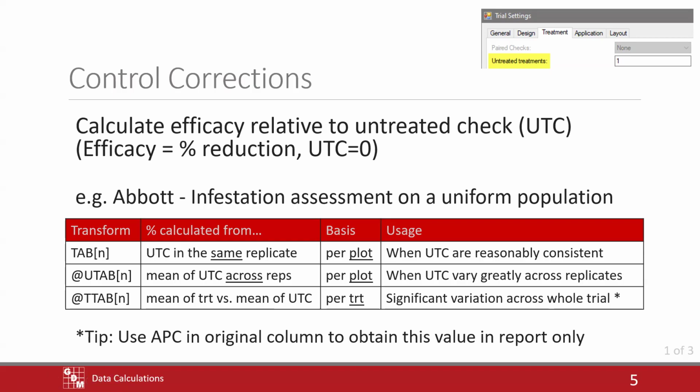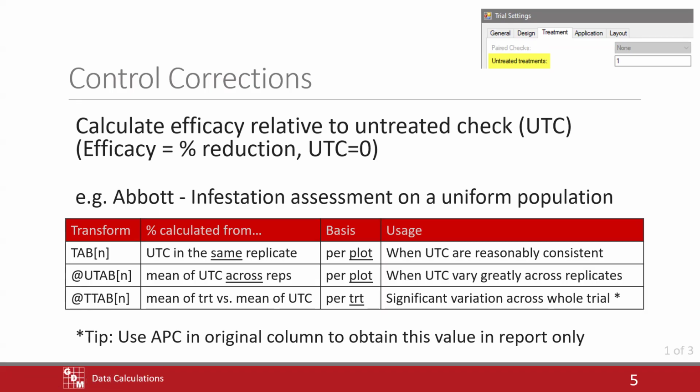Then the last example is if it's really bad, if there's significant variation across the whole trial, then you could take the mean of your treatment versus the mean of the check. So you end up not really having a different value at every plot, but just one for each treatment. And that also can just be a real nice summary, an overall snapshot of your efficacy per treatment. And the key difference is just which action code you would select.